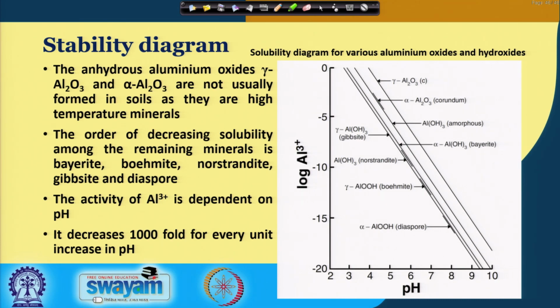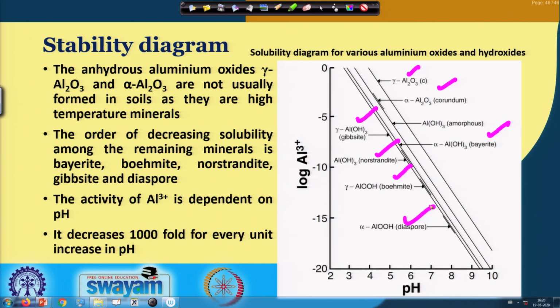So, the anhydrous aluminum oxides, as you can see here, like gamma alumina and alpha alumina, are not usually formed in soils because they are high temperature minerals, and the order of decreasing solubility among the remaining minerals is bayerite. So, here you can see the bayerite, and decreasing the solubility means it is the least soluble, followed by boehmite and then nordstrandite and then gibbsite and then diaspore.